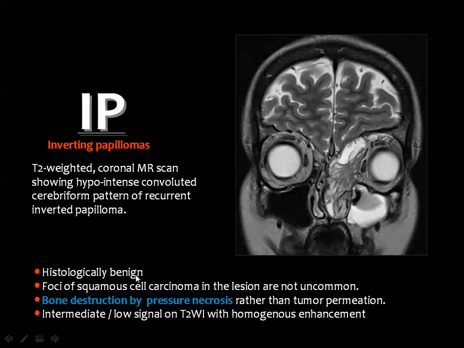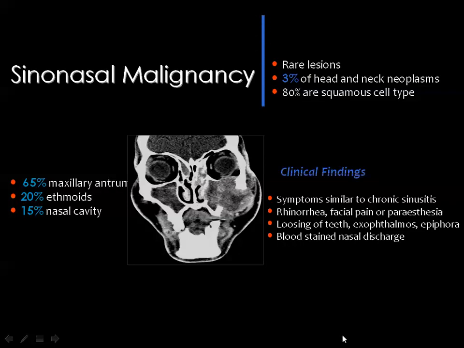This lesion is histologically benign, but it may contain foci of squamous cell carcinoma. Bone destruction by pressure erosion is seen, but extensive destruction which simulates malignancy is not well known for this tumor. And the lesion, as I have mentioned, shows some contrast enhancement. Then if you come to the sinonasal malignancies, they are more common in the maxillary sinus, less common in the ethmoids, and even less common in the nasal cavity.